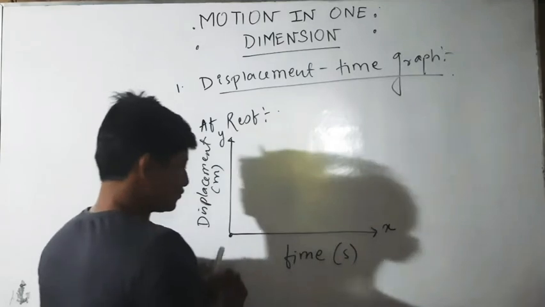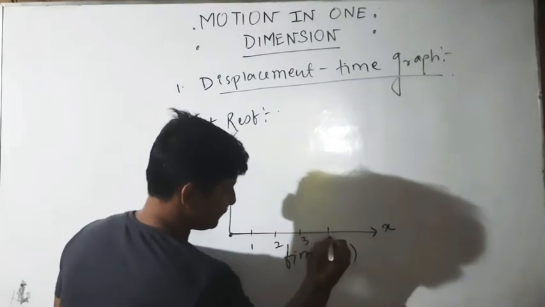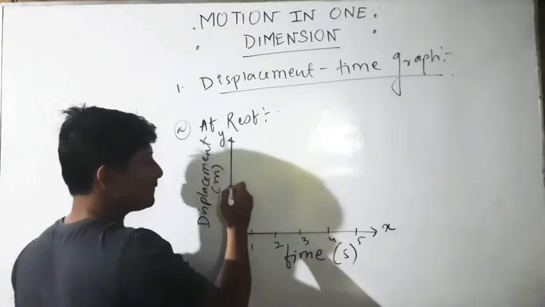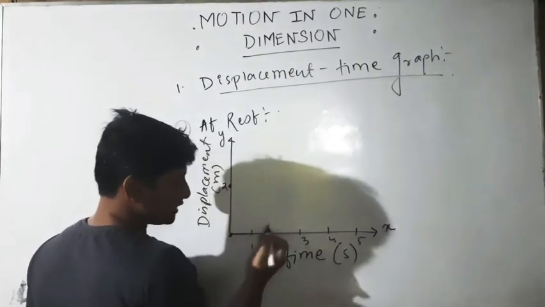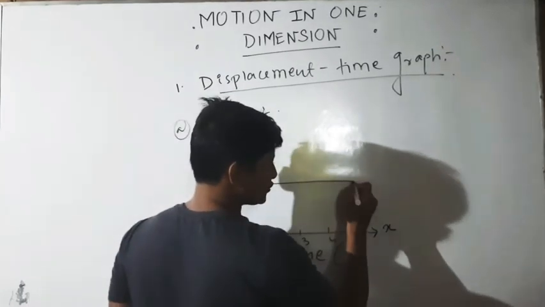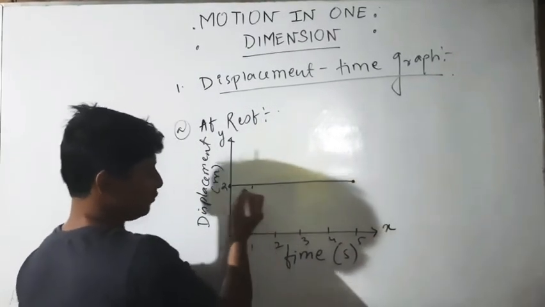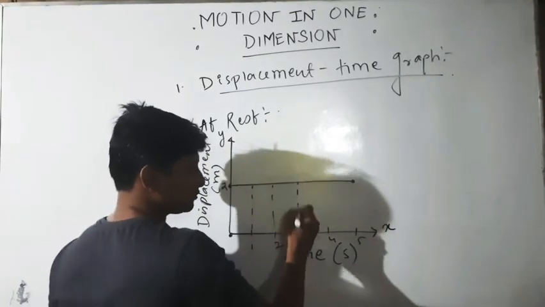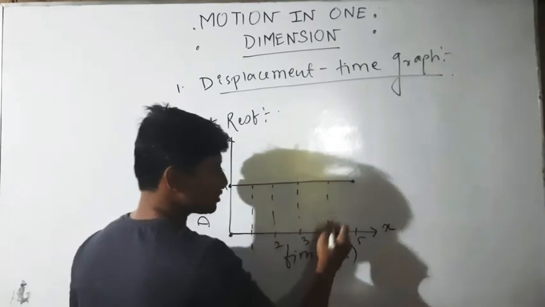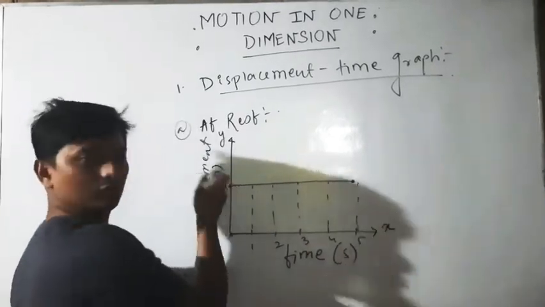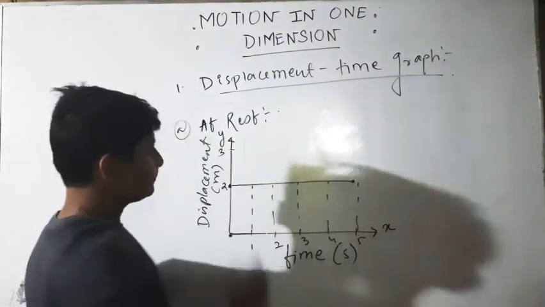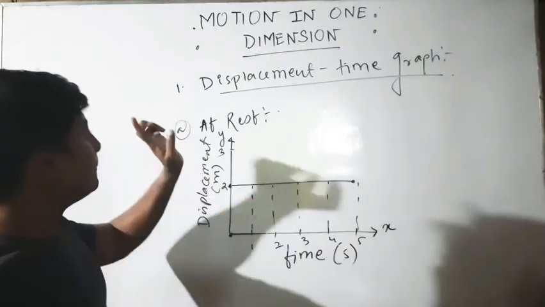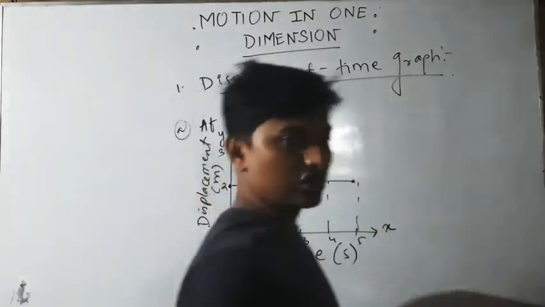That means with respect to time, say this is 1 second, 2, 3, 4, 5, the displacement will not change. If I am at 2 meter distance, with respect to every second I will always be at 2 meter only. At 1 second, 2 seconds, 3 seconds, 4 seconds, 5 seconds, I will be at 2 meter distance only. So this particular graph represents a displacement time graph for a body at rest.